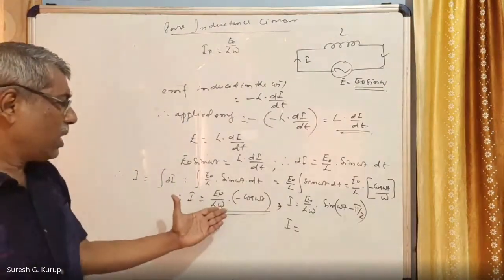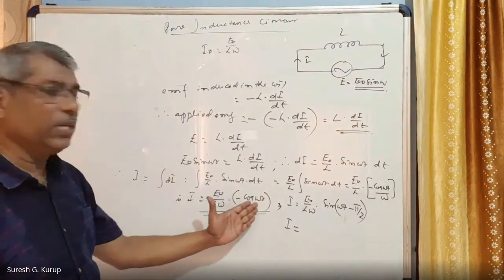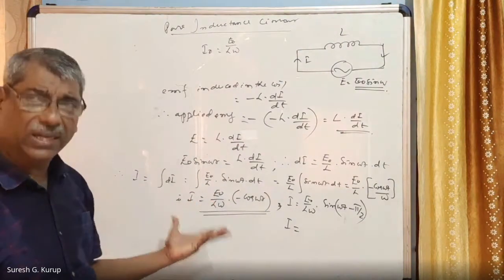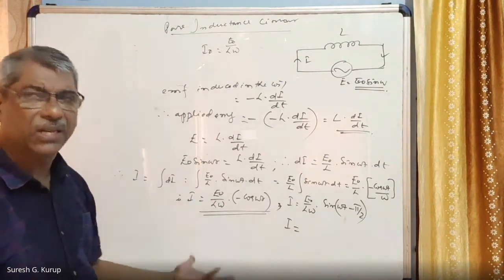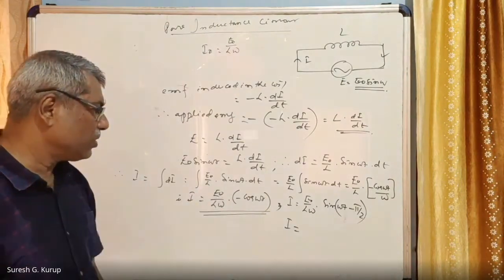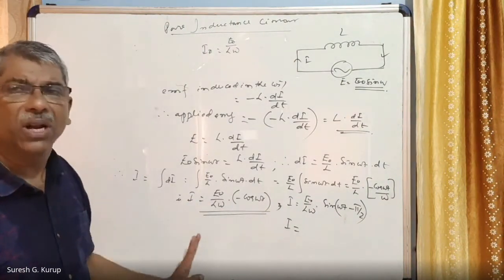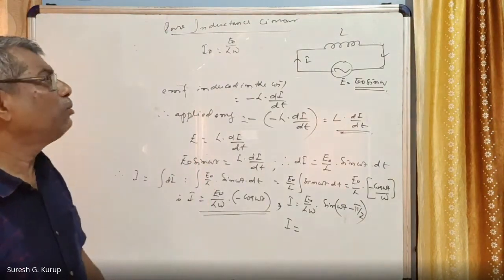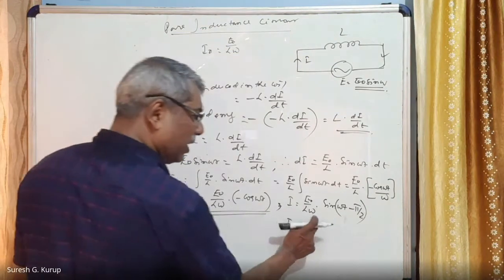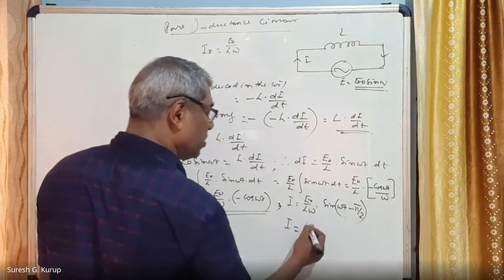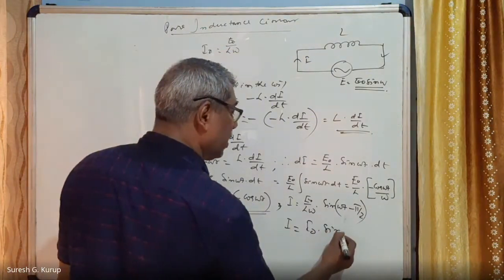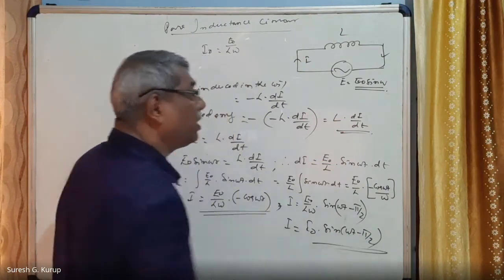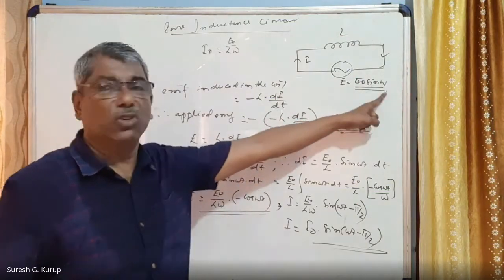Also, when cos omega t is equal to 1, then I is equal to minus E0 by L omega, the negative maximum. Okay, no problem, the negative sign will be there. So in the sine function, this equation is I equal to I0 into sine omega t minus pi by 2. What is the applied EMF? E is equal to E0 sine omega t.